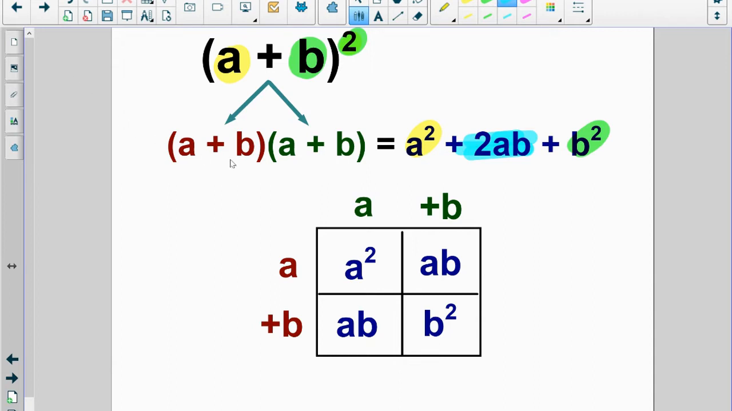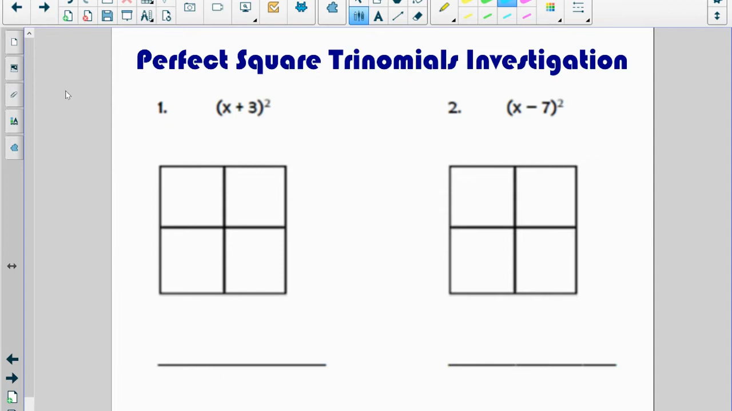Now the same can be said when it's subtraction. The only thing that's going to change then is that the ab's are both going to be negative, so that is going to make this a minus 2ab. And we'll see that in some examples here. All right, so first one, we're just going to take a look at multiplying x plus 3 times itself, just to give us a better understanding of how this pattern develops.